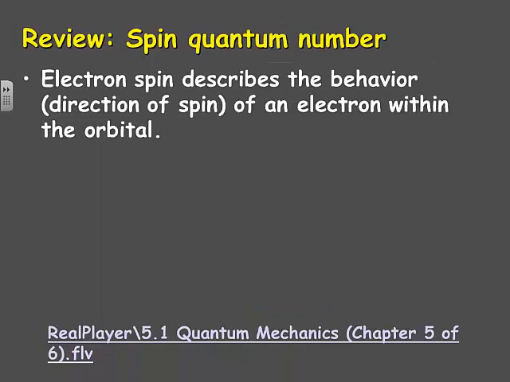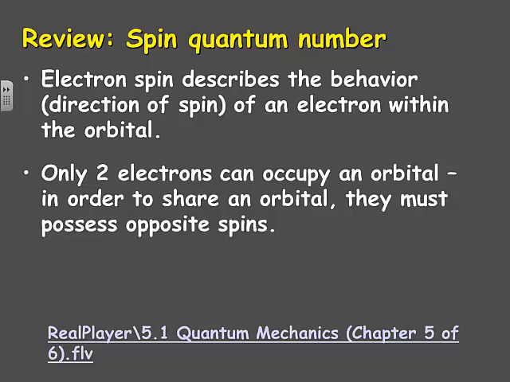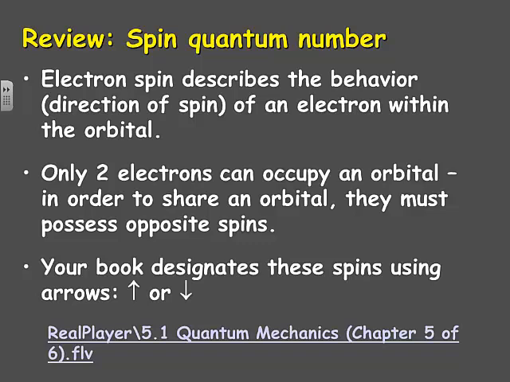Finally, electron spin describes the behavior of an electron within the orbital, meaning the direction of its spin. To be in the same orbital, they have to have opposite spins. Your book designates these spins using arrows up or down.